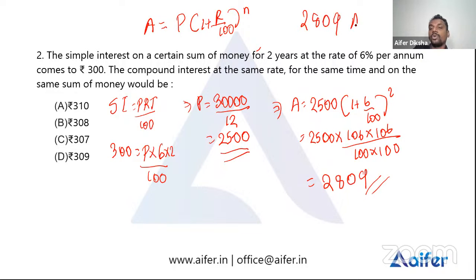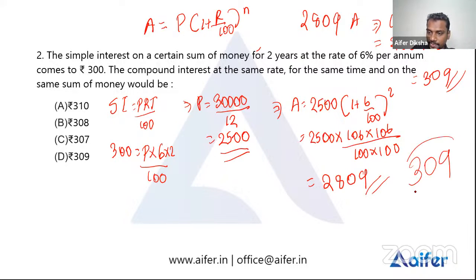We have 2,809 as the amount, but compound interest is equal to amount minus principal, that is 2,809 minus 2,500, that gives you 309. So we have the value 309 as the correct answer.